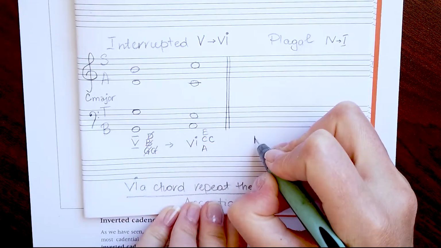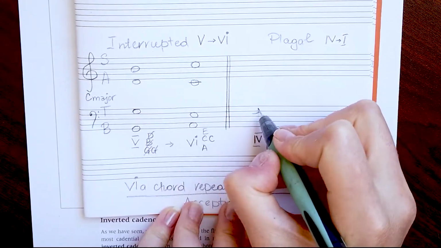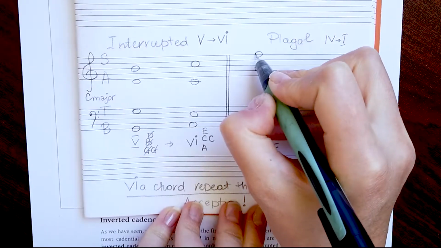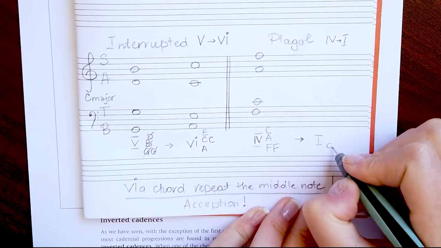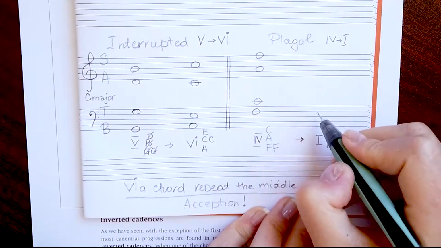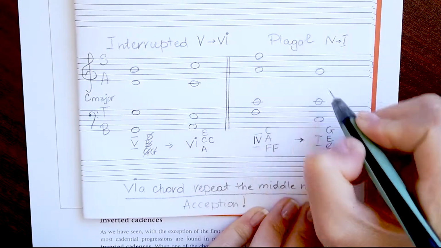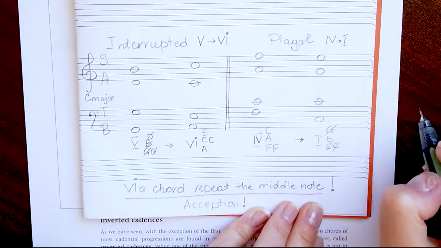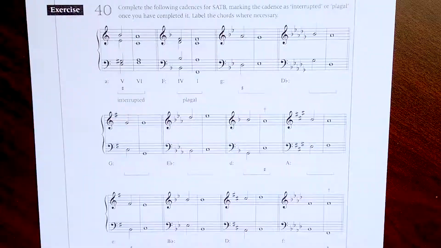And the next one is the Plagal. It joins between F, F, A, C, the fourth in C major. So I wrote the F, F, A, C, and we have to resolve it to the first: C, C, E, G. In the fourth and in the fifth, we have to repeat the bottom note. So this is the important thing for these two cadences.